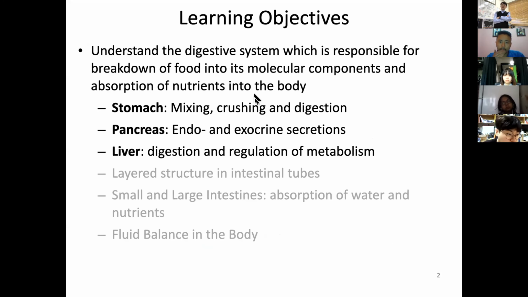So, what are we going to talk about today? We want to understand our digestive system. What it does is breaking down your food into molecular components, and we absorb nutrients into our body.